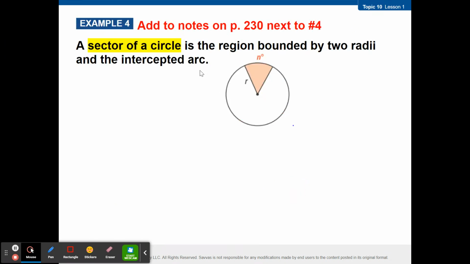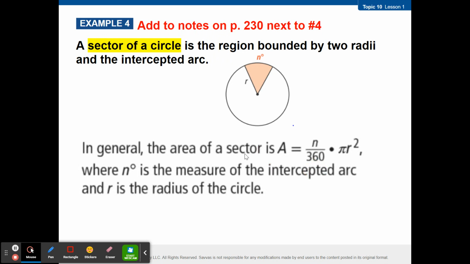Okay, so here's something you're going to want to add to your notes for example 4, probably in that kind of blue area. A sector of a circle is the region bounded by 2 radii and the intercepted arc. In general, the area of a sector is A equals n over 360 times pi r squared. This makes sense because last time we were doing arc length and we had to do circumference, right? Now we're finding an area, just a part of the area of the circle. So it makes sense for us to have the area of a circle formula.